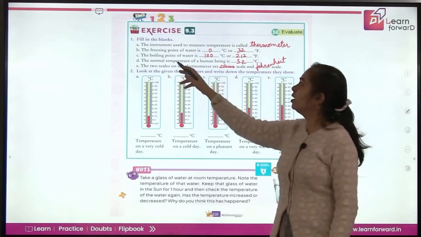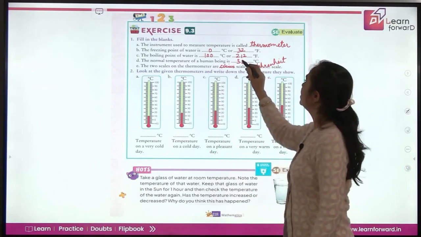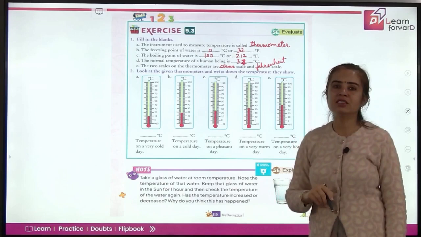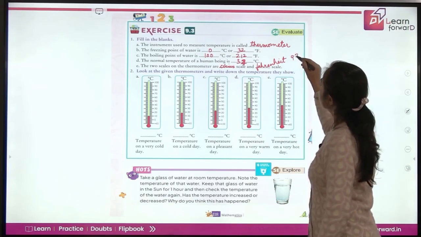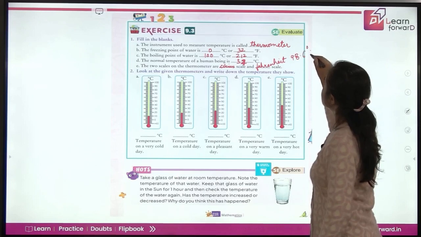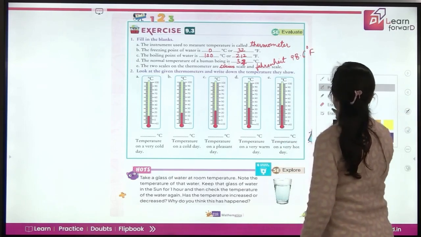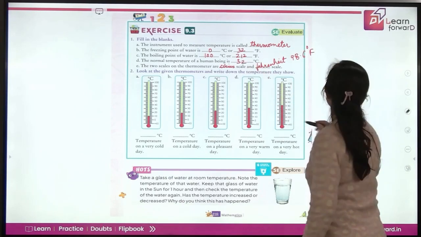And the normal temperature of a human being is 37 degrees in Celsius. What is it in Fahrenheit? Can you tell? This is 98.6 degrees Fahrenheit also, right? This is 37 degrees in Celsius. 32 is 0 degrees.